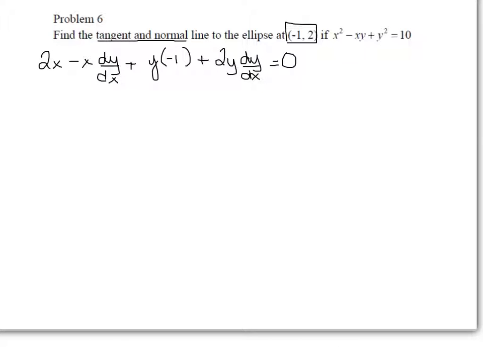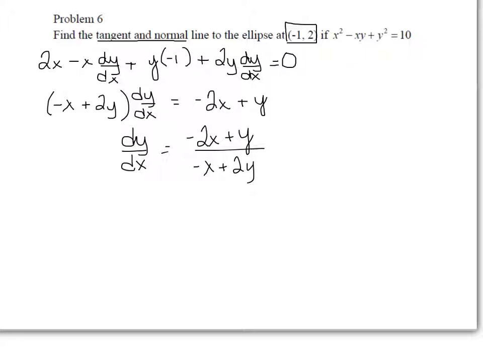So I'm going to keep my dy/dx's on this side. I'm also going to factor out. So I have negative x plus 2y times dy/dx equals negative 2x plus y. Now I'll divide. So when I get my derivative, I have dy/dx equals negative 2x plus y divided by negative x plus 2y. There's our derivative.